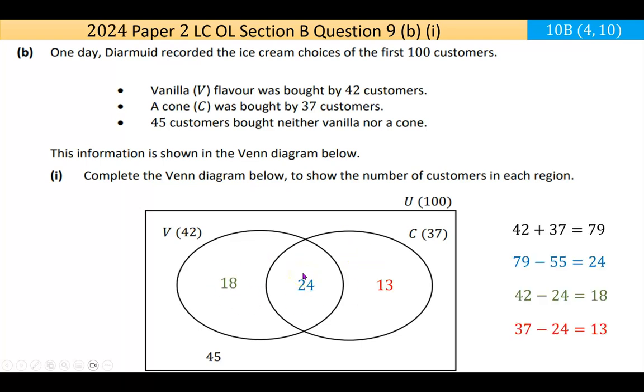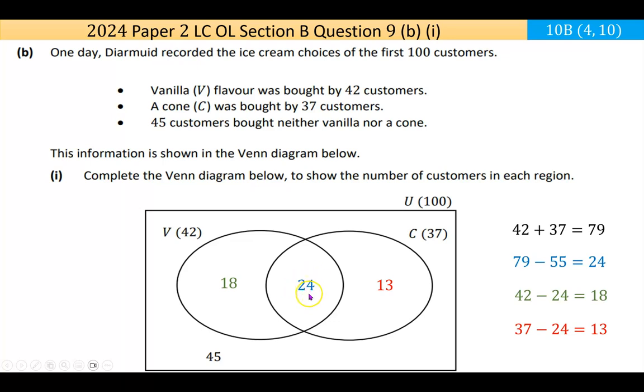Now, in terms of the answers, what I did first was I went, well, the total number of people who bought a vanilla and a cone, I've added them together and got 79. Now, 79 people bought either one or two things. I'm taking away the 55 who bought something, and I got 24. That means that 24 people bought both. That's why I can put that in the center.